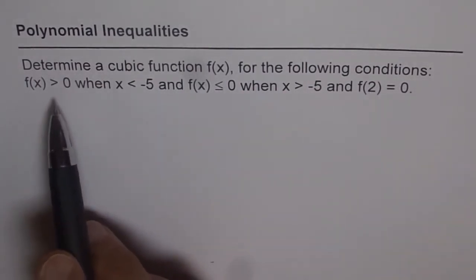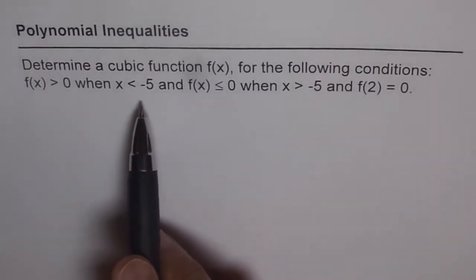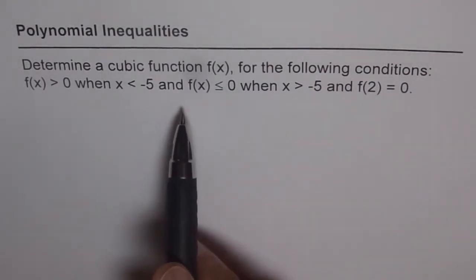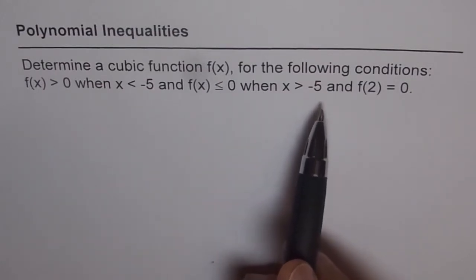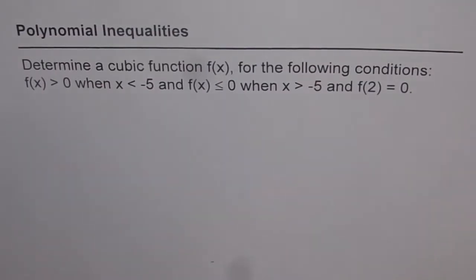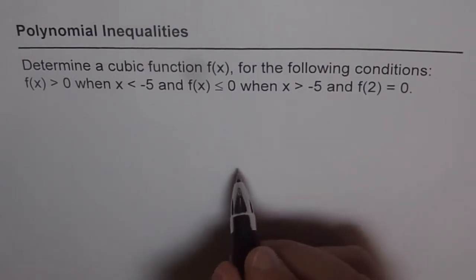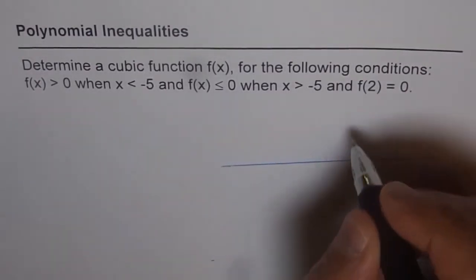f of x is greater than 0 when x is less than minus 5, and f of x is less than or equal to 0 when x is greater than minus 5, and f of 2 equals 0. So that is the condition given to us. Let's try to understand these conditions and figure out what cubic function could represent this. It'd be better if we try to sketch it.